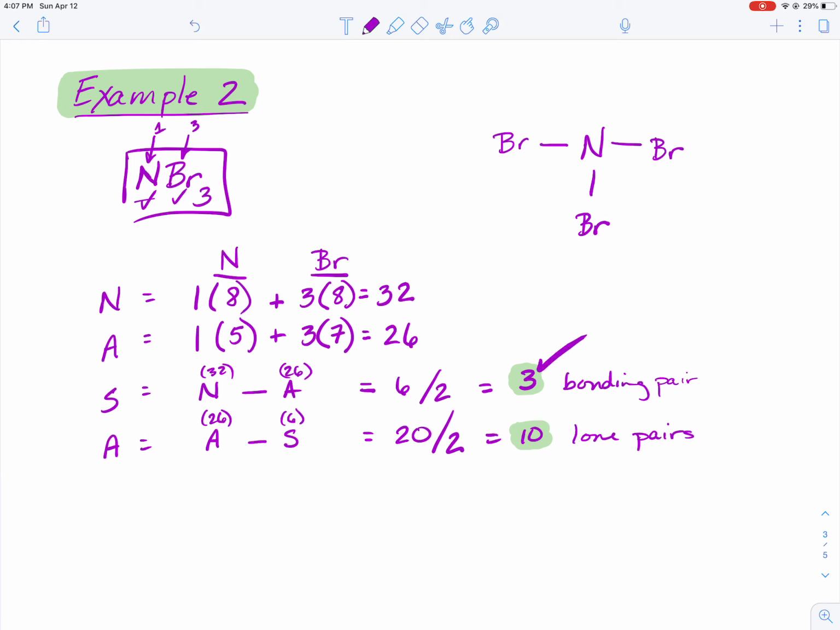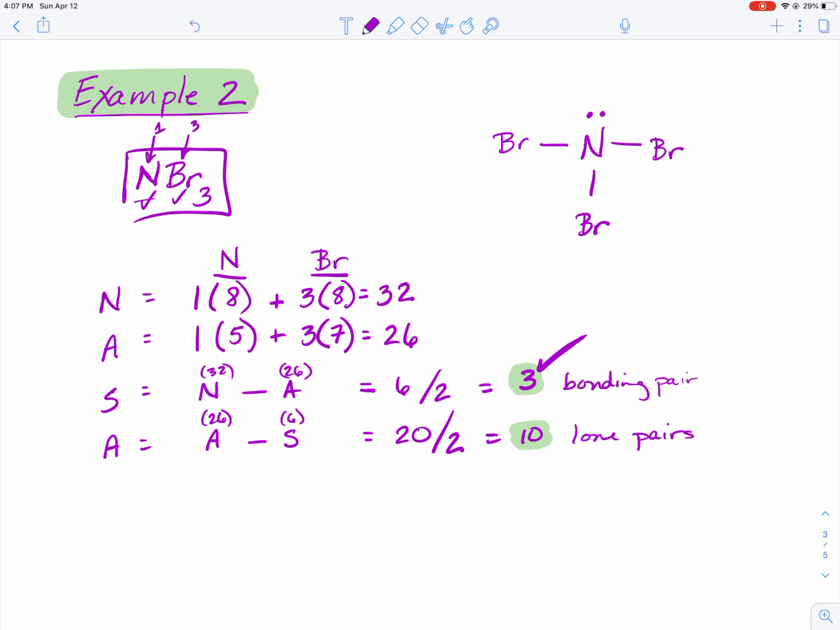I'm done adding lines or bonding pairs. Now I need to add my lone pairs. Remember, the first thing you do is check your center atom to make sure it has an octet. It turns out nitrogen right now has 2, 4, 6 electrons. It needs a lone pair. So I'm going to add that in the north space above nitrogen, because there was no bonding pair there. And so I've used 1.